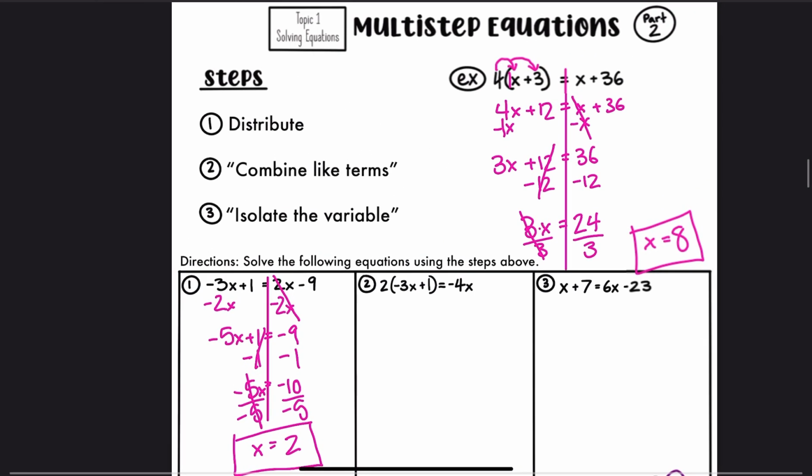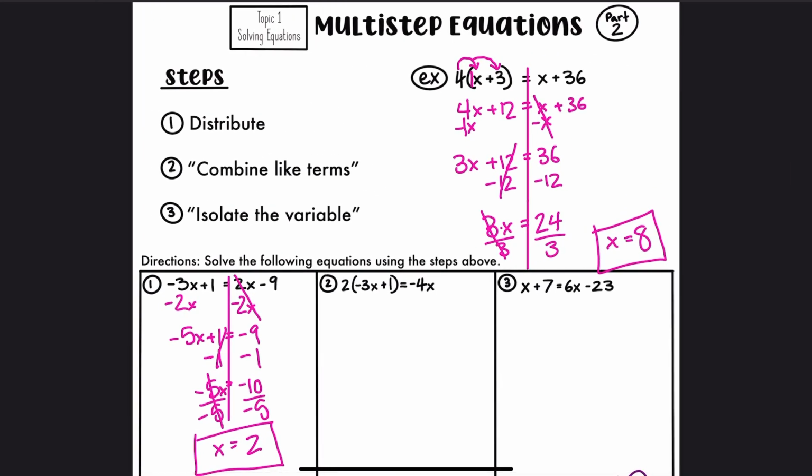That's what we got for multi-step equations with x's on both sides of the equal sign.